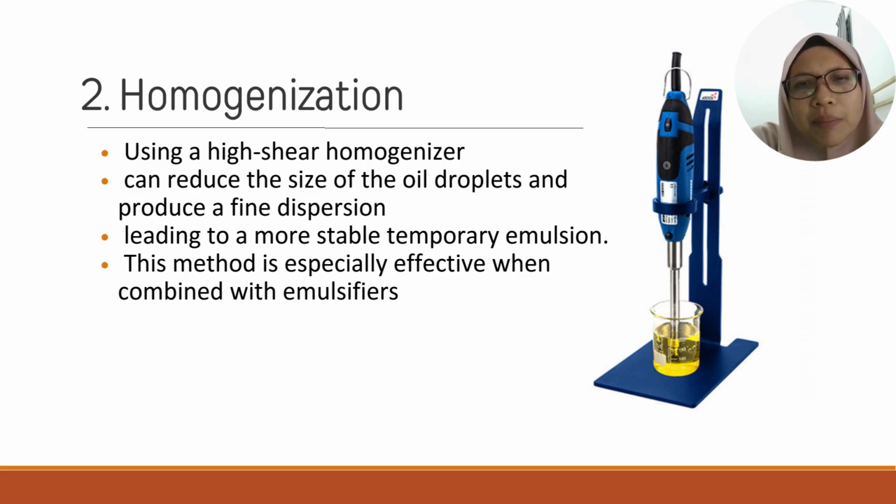Why do we call it a temporary emulsion? Because it is a physical approach. Since this is a physical approach, it cannot hold the fat and water phase in a consistent way. So it is not strong, as compared to an emulsifier, because an emulsifier links chemically through bonding. The homogenization method is a physical bonding, so it will easily detach again.